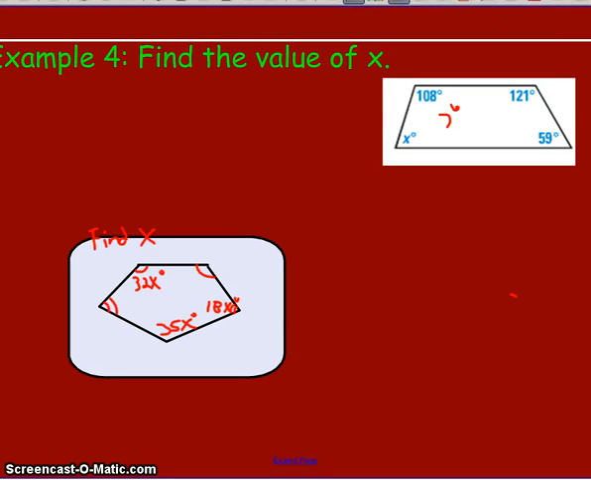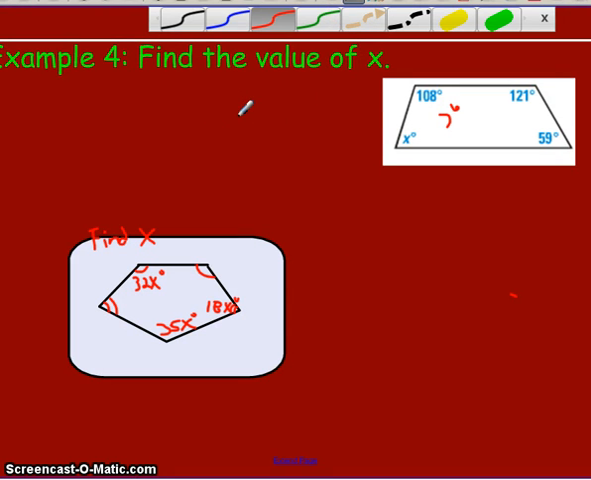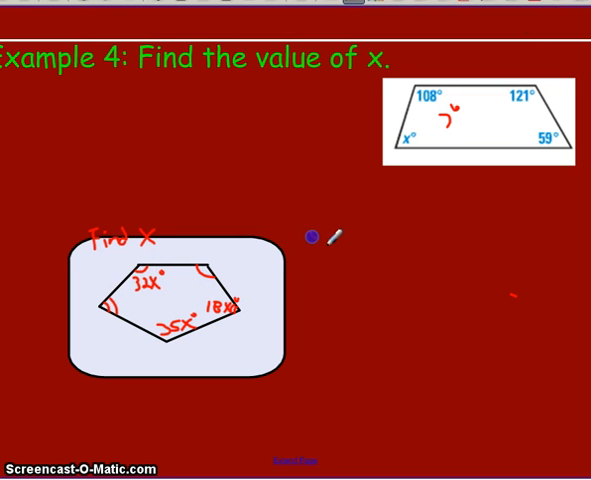Alright, welcome back. This is the second half of 6.1, which is over properties and attributes of polygons. Right here we have a, let's see, 1, 2, 3, 4, 5, a pentagon, which if you remember has 540 degrees in it for the interior angles. And then we've got some of the interior angles marked, and we're supposed to find what x is.